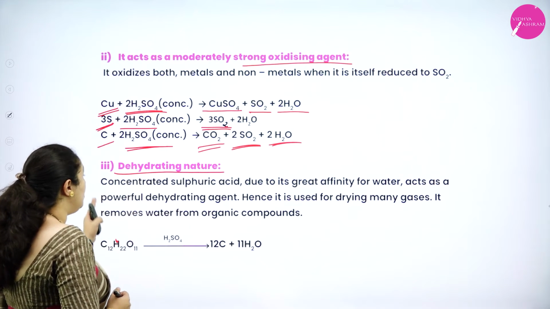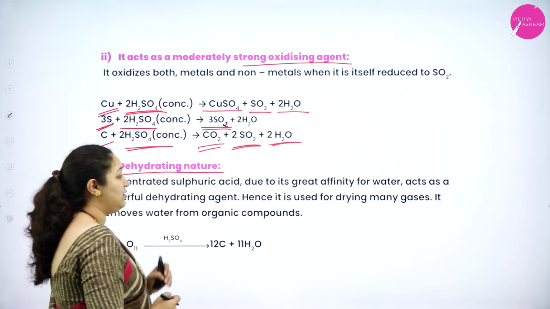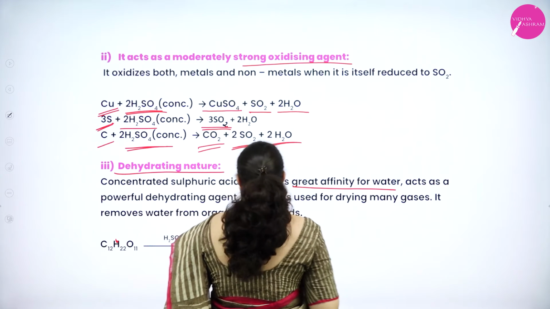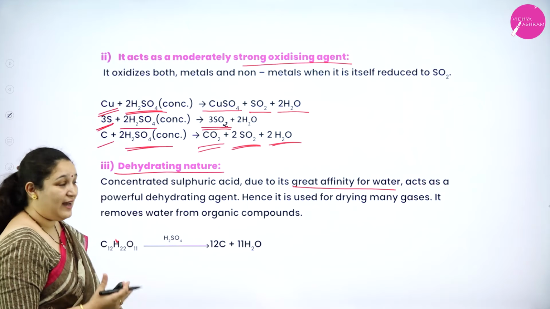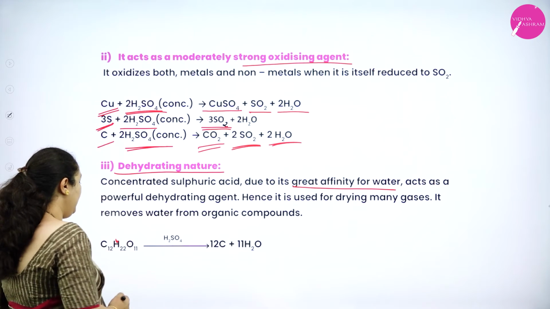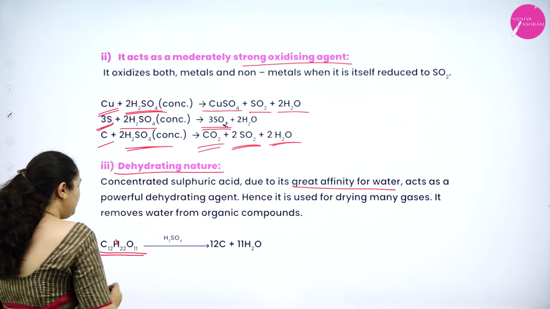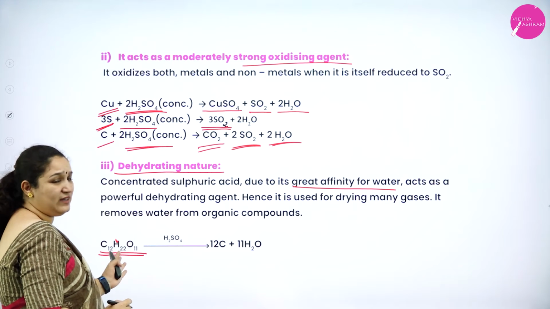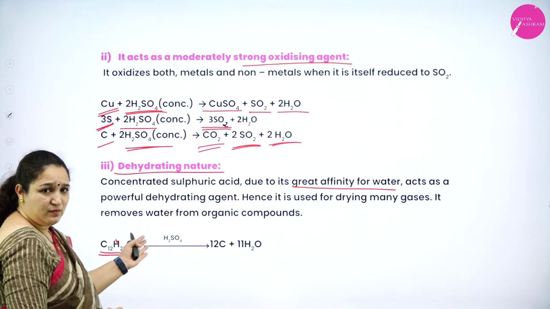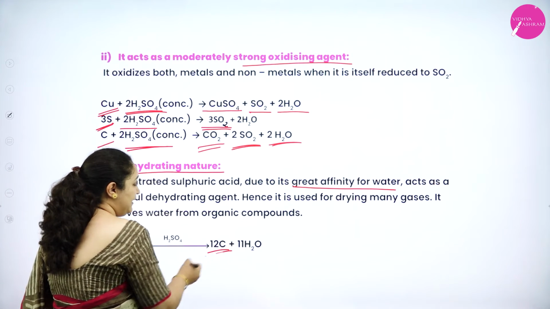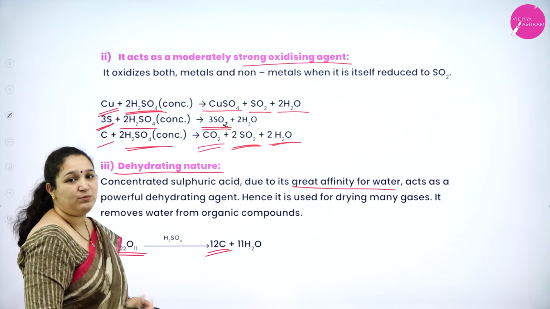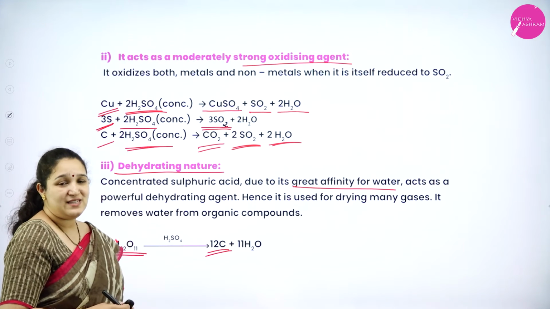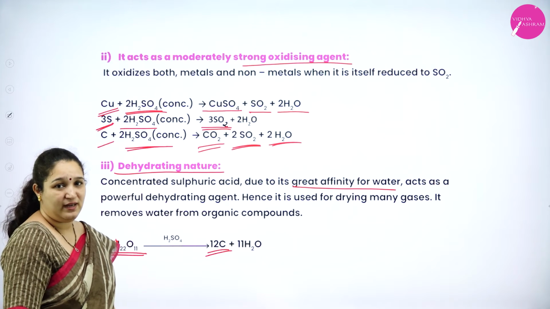So concentrated sulfuric acid has a great affinity to water. It acts as a powerful dehydrating agent, so it is used for drying in many purposes. If you take C12H22O11, that is sugar, and add sulfuric acid, it gets completely charred. That is, you get only carbon and the water is completely removed. So that's about the dehydrating nature.